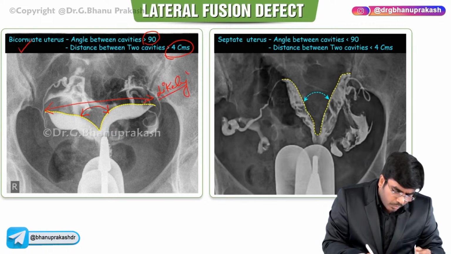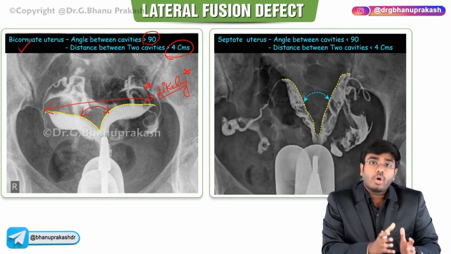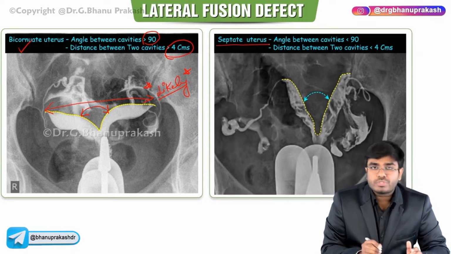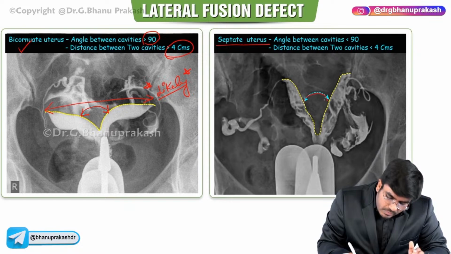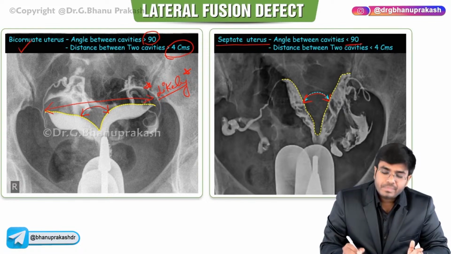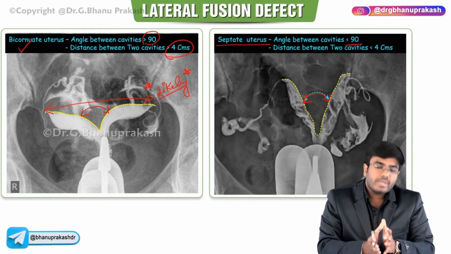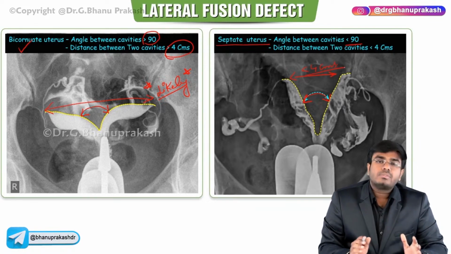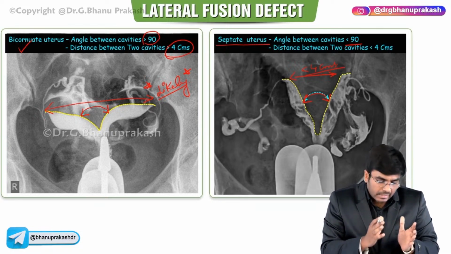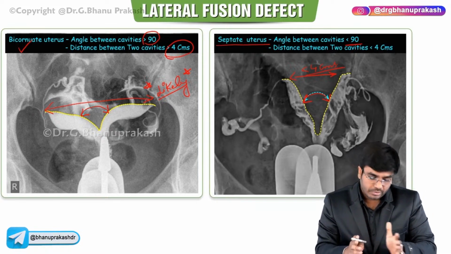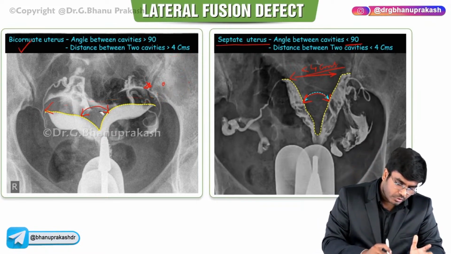Okay, this word is very, very important. So, more likely to be a bicornuate uterus, but I am not 100% sure. In the same way, if it's a septate uterus, the angle between both the horns is more acute, that is less than 90 degrees. Then I can say this is more likely to be a septate, and the distance between both the horns should be less than 4 centimeters. So this is how I can say it is more likely a bicornuate and more likely a septate uterus, but not 100% sure.